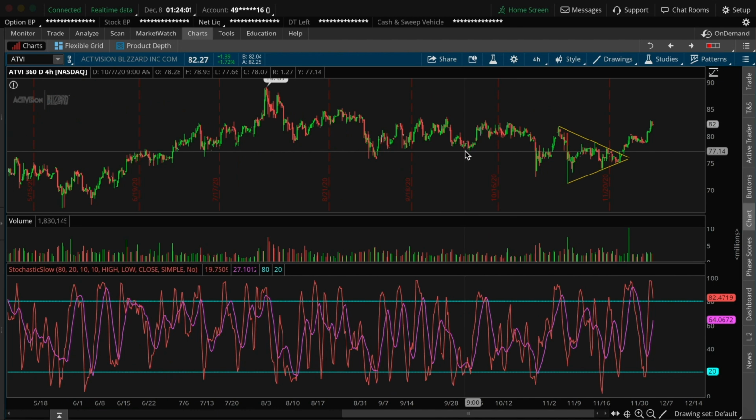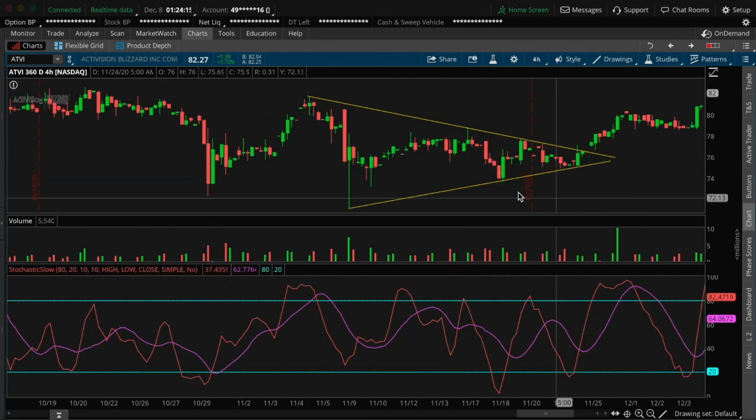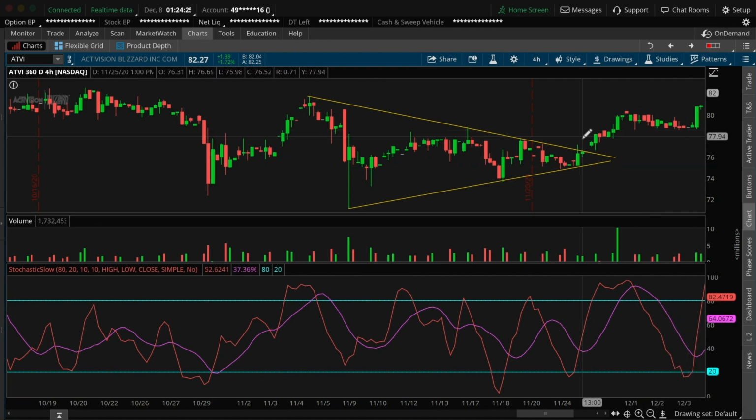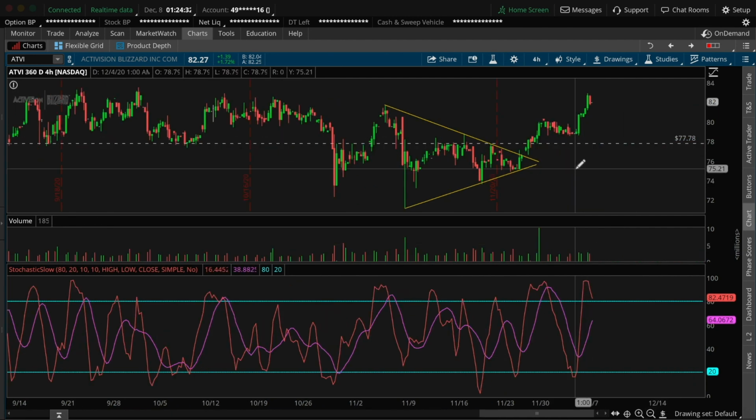You might be confused now as to where to enter on these breaks of the patterns, either symmetrical triangle, bull flag, or bear flag. I like to enter in 2 ways, either aggressively or conservatively. So we have the symmetrical triangle here on ATVI. The most recent area where sellers were present and area of resistance was here at 77.75, call it. Now, you could play that break, which would be aggressive.